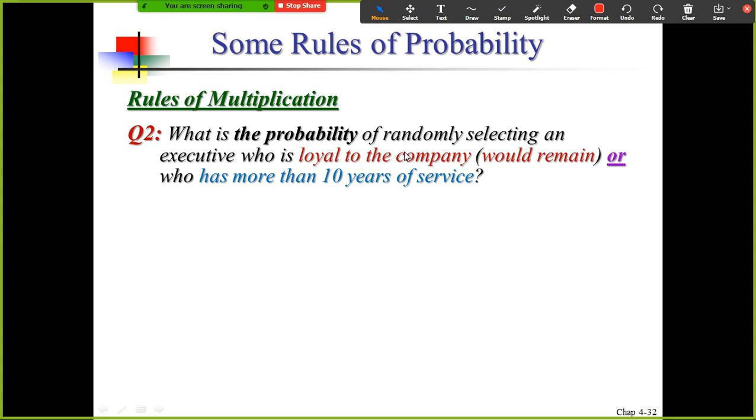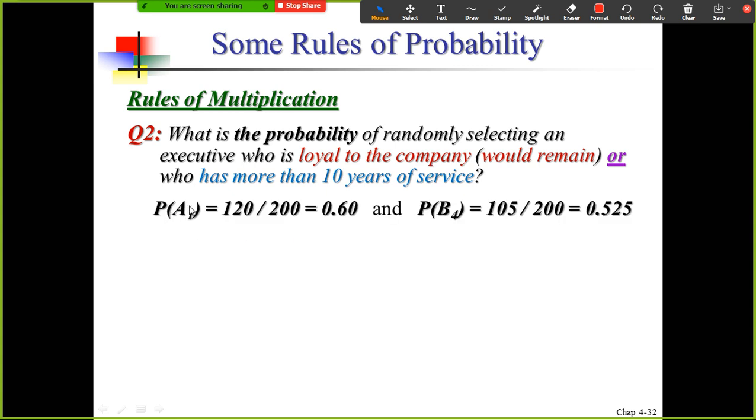What is the probability of randomly selecting an executive who is loyal to the company? Loyal to the company means would remain with the company, or who has more than 10 years of service. So by looking at this, the difference between question 1 and question 2 is question 1 is "and" and question 2 is "or". Okay, so we know the answer to question 1. Now we're going to see the answer to question 2.